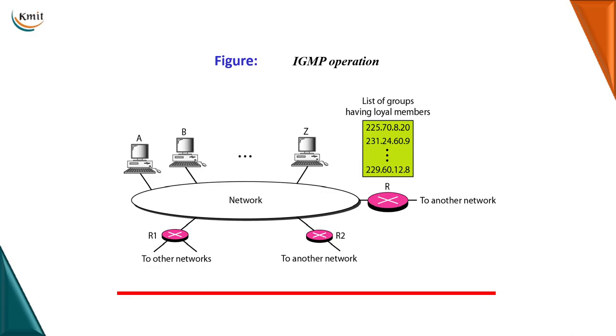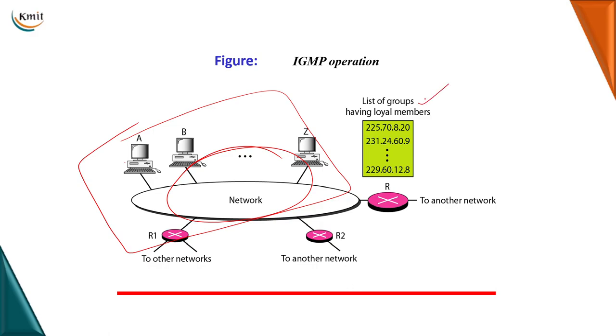You have a network here. All these are the devices that are connected in this group. You can see this is the list of groups having loyal members. See, this is the range for multicast addresses. You cannot use any IP address; you have to use the multicast address range for multicasting. So I will have a group of devices connecting to this group, and any message coming to this group will be received by all the devices in this group.